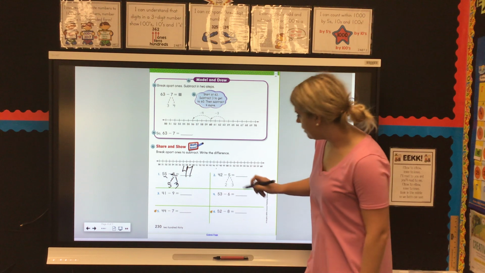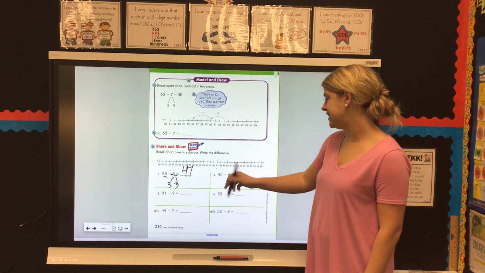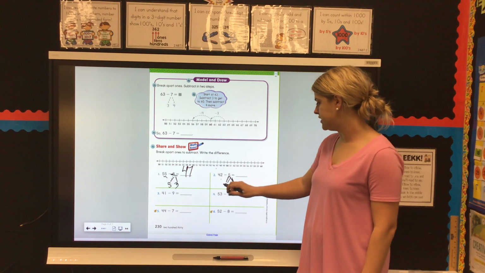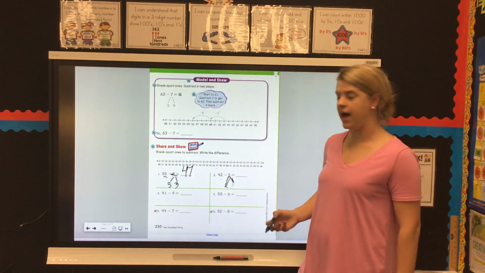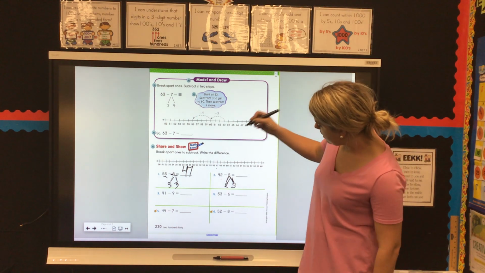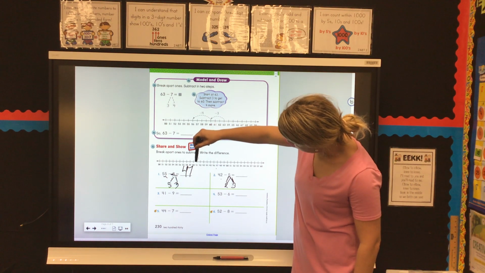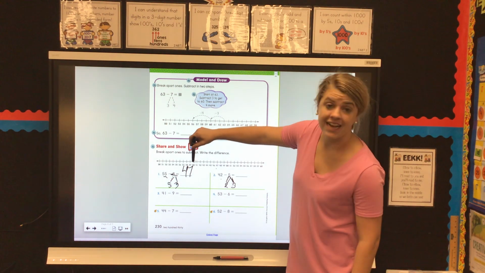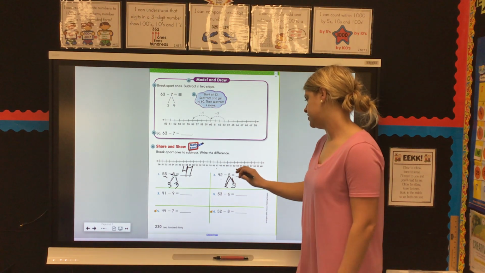Okay? Here we go. 42 minus 5. I see a 2 in the ones place, so I'm going to break this down into 2 plus what gives me 5? 2 plus 3. Alright? So now I go 42 minus 2. 1, 2. And that gives me 40, and then minus 3. 1, 2, 3. My answer is 37.